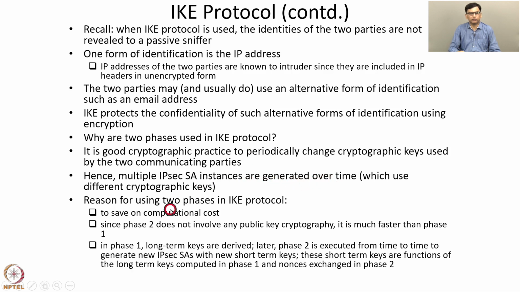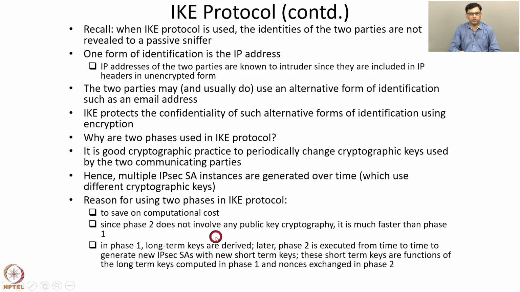So phase 1, which is executed only once, is used to generate long-term keys. Long-term keys are derived in phase 1, and later phase 2 is executed from time to time to generate new IPsec security associations with new short-term keys. And these short-term keys are functions of the long-term keys generated in phase 1 and the nonces that are exchanged in phase 2. So phase 1 is executed only once, right at the beginning.